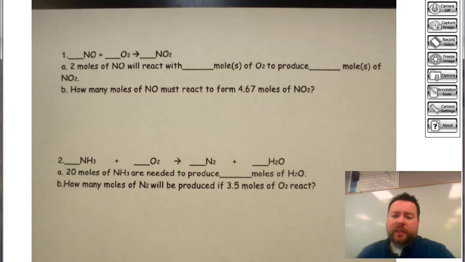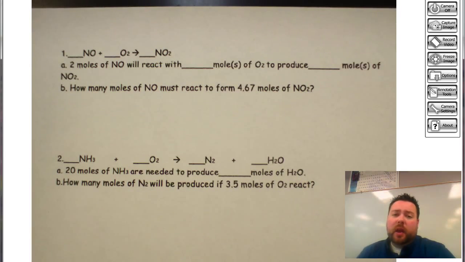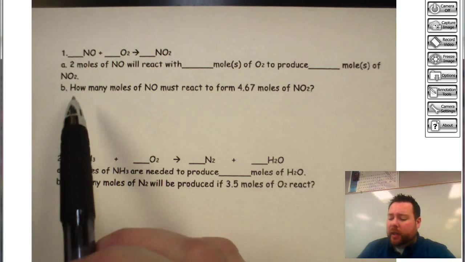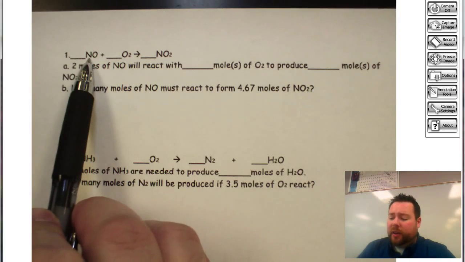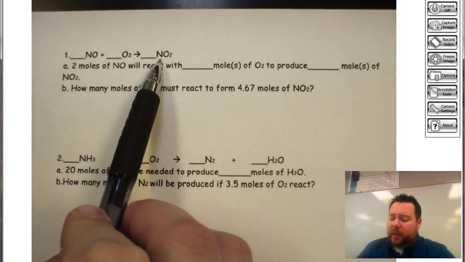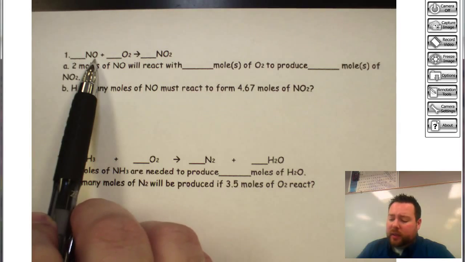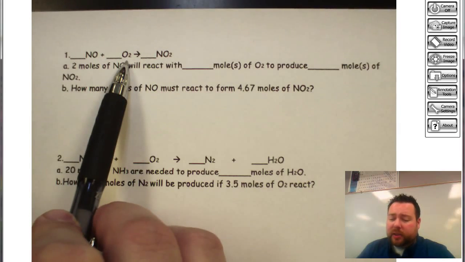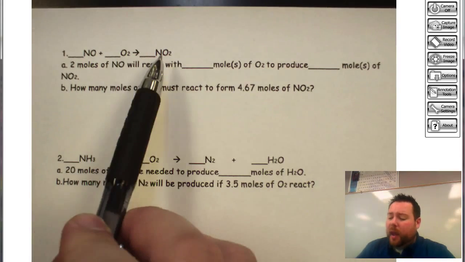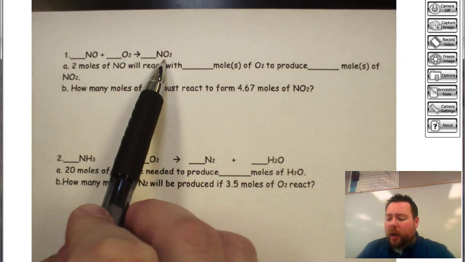The first thing that we always need to do in these types of problems is to balance the equation. Without a balanced equation, we don't know the relationships between the different reactants and products. So we need to have that first. Looking at number one, we have one nitrogen on the reactant side, one nitrogen on the product side, so we're good on that so far. We have one oxygen here, plus two more for a total of three oxygens on the reactant side, but I only have two oxygens on the product side.